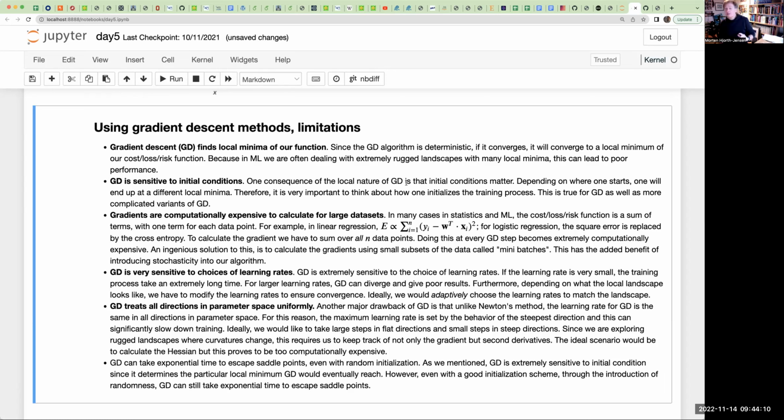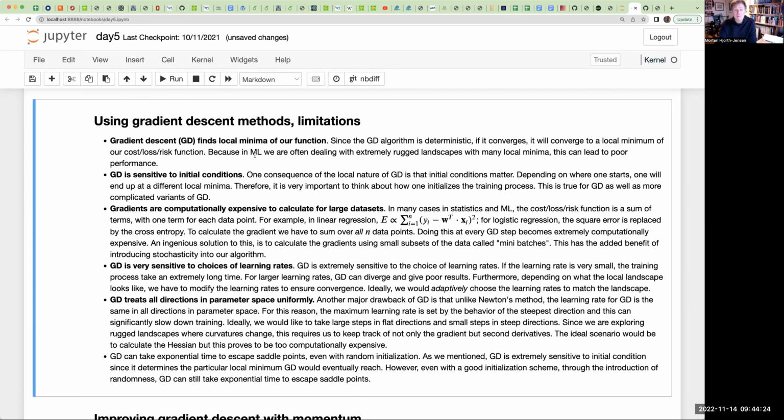So gradient descent, it finds local minima of a function. The algorithm is deterministic. If it converges, it will converge to a local minimum of a cost or loss function. So in machine learning, however, we are often dealing with extremely rugged landscapes with many local minima, and that can lead to poor performance. So that's one point against the gradient descent, which is so easy to implement.